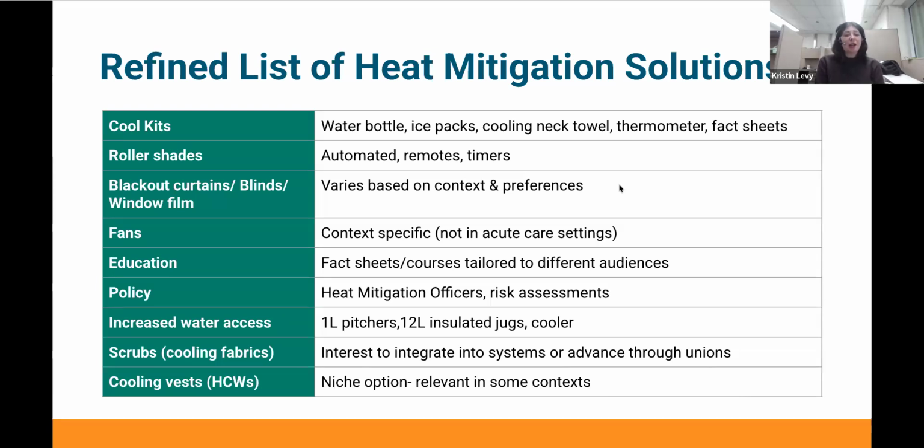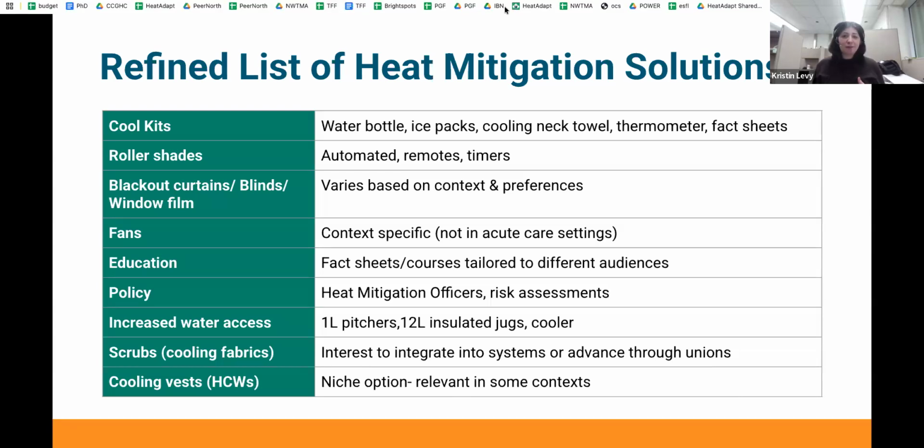Increased water access. We've had folks ask us about coolers, pitchers for patient rooms, large insulated jugs for group events. So we're looking into all of those options for different units, as well as scrubs with cooling fabrics. In particular, some healthcare workers have their scrubs provided and others don't. And there was an interest in having something like this integrated into existing systems, and maybe even advancing it through unions to make sure that people can have access to cooling scrubs.